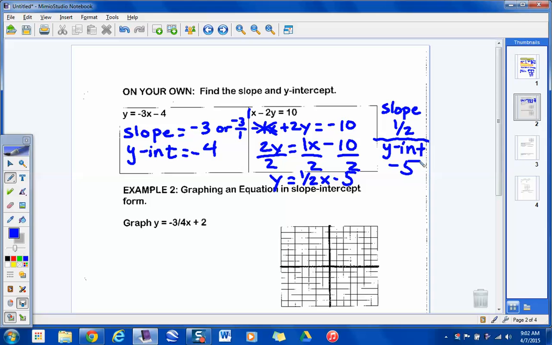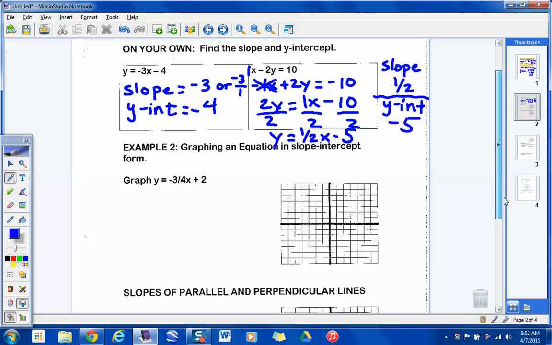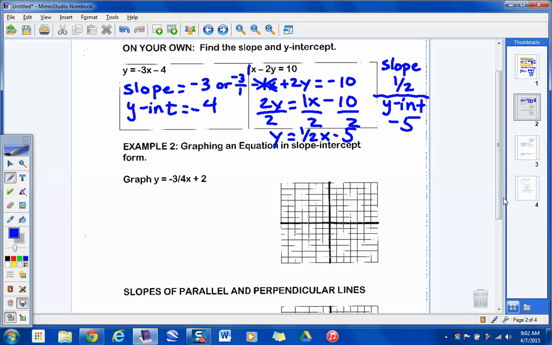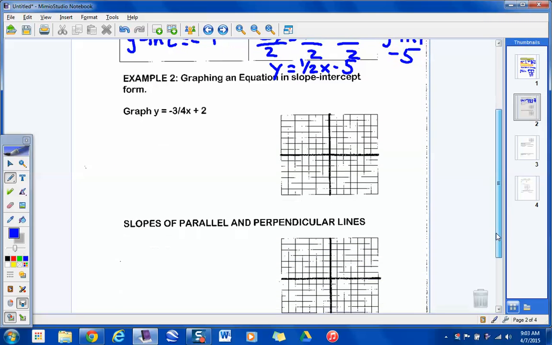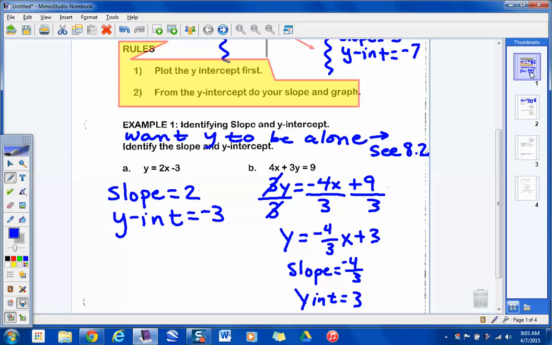Last example I want to look at is right here. Do you guys have that down? Any questions? Graph an equation in slope-intercept form. This is where things are going to go back to those rules that I highlighted on the first page. Those rules are going to apply back to that part in example 2. And I'm going to write them down.